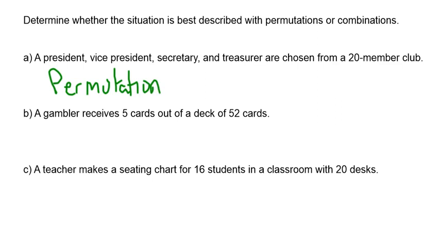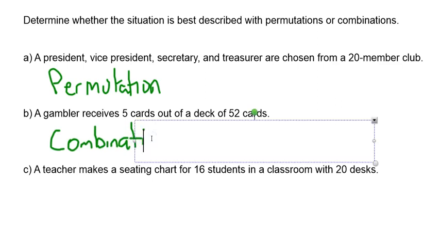For part B, a gambler receives 5 cards out of a deck of 52 cards. Say this was for a game of poker. This would be a combination. If you're thinking about a poker hand, it does not matter the order in which the person receives those 5 cards. All that matters is the 5 cards they end up with. That's why that would be a combination.